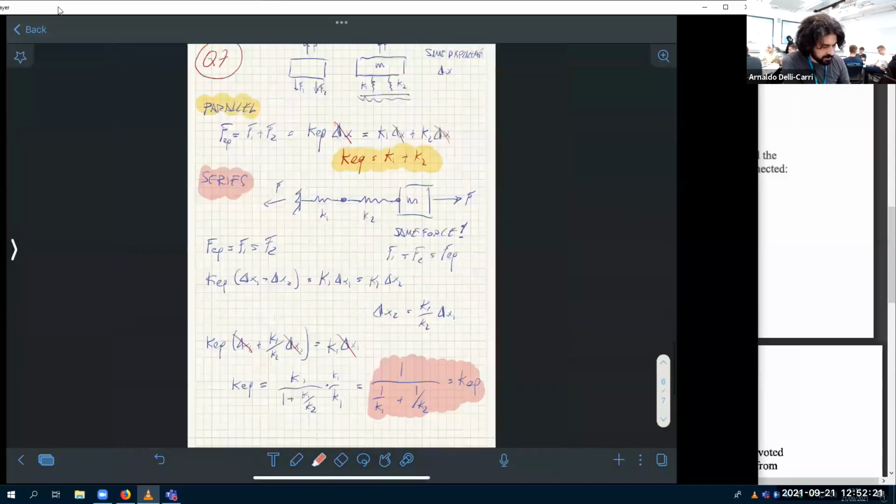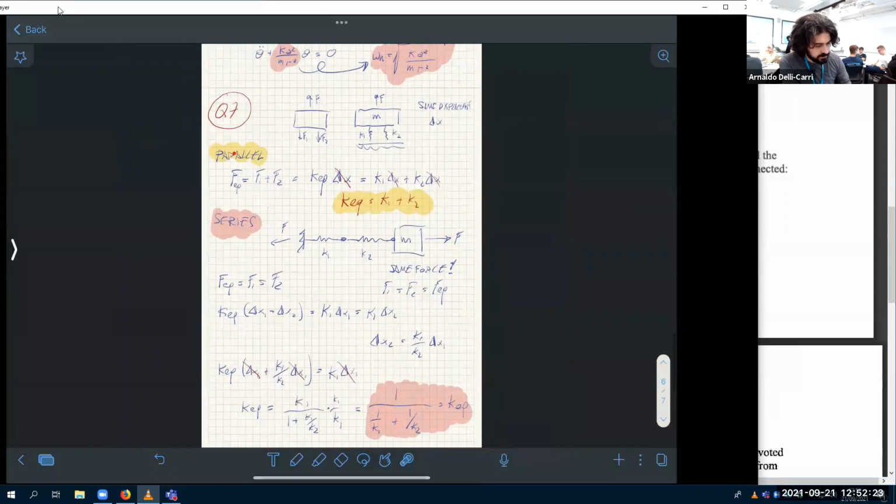Okay, so in parallel, you use this. In series, use this. Okay, they come from different things. When you put the springs in parallel, they have the same displacement. When you put the springs in series, they experience the same force.